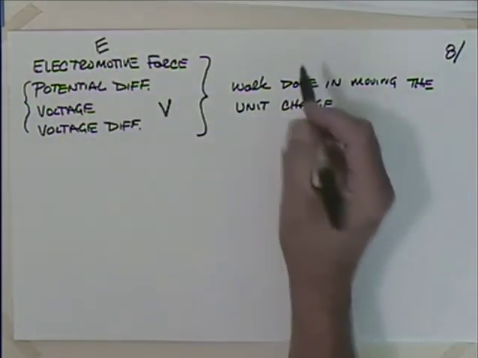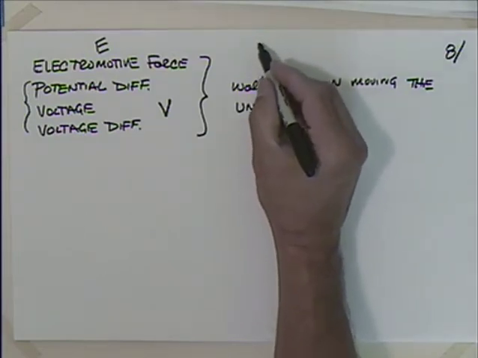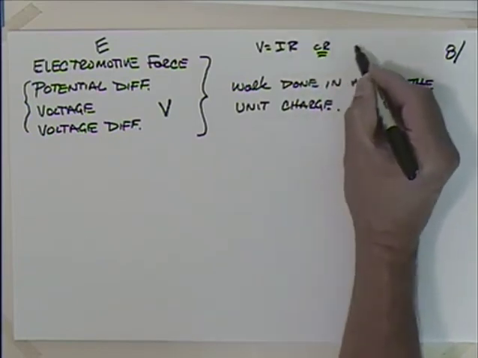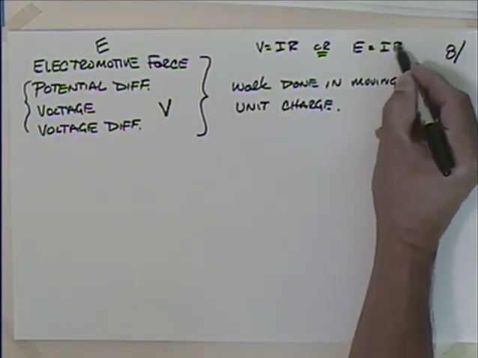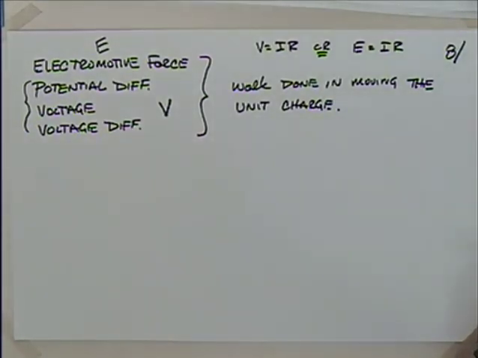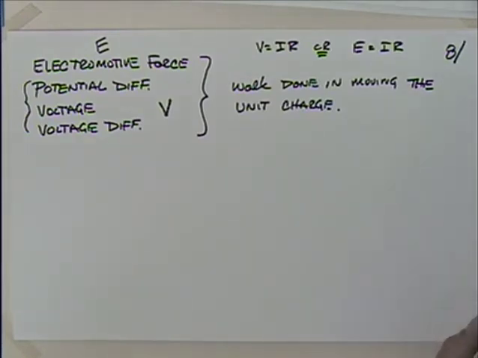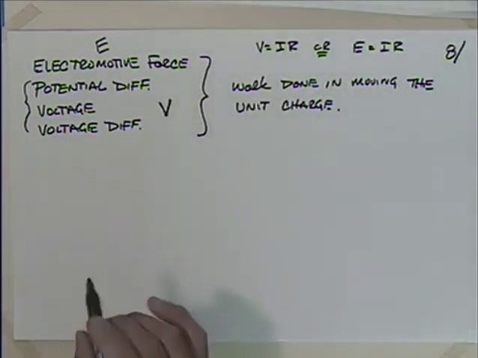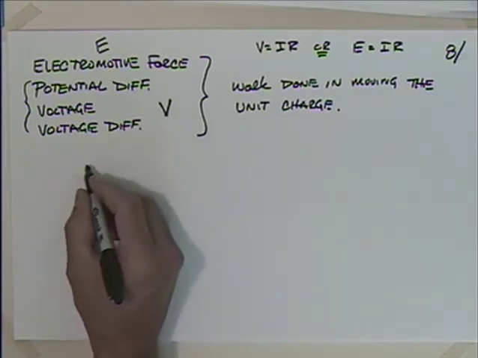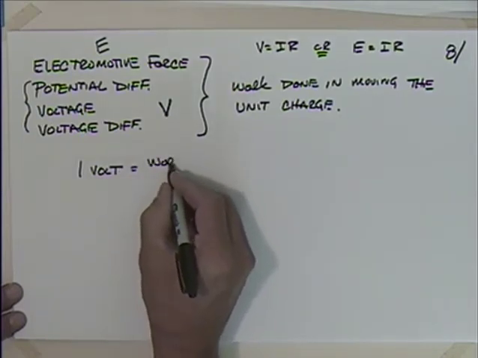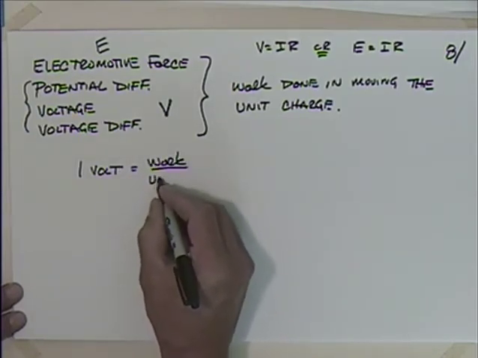And I don't want to spoil any fun here, but if you look at Ohm's law, V is equal to IR. Some of you maybe have seen this written as E is equal to IR, where I is current and R is resistance. But we use these V and E interchangeably. So if someone comes along and starts talking about E, think back and, oh, I bet that's voltage or potential difference. So work done in moving the unit charge. Let's look at that in a little different sense. So we could say that 1 volt is equal to work per unit charge.